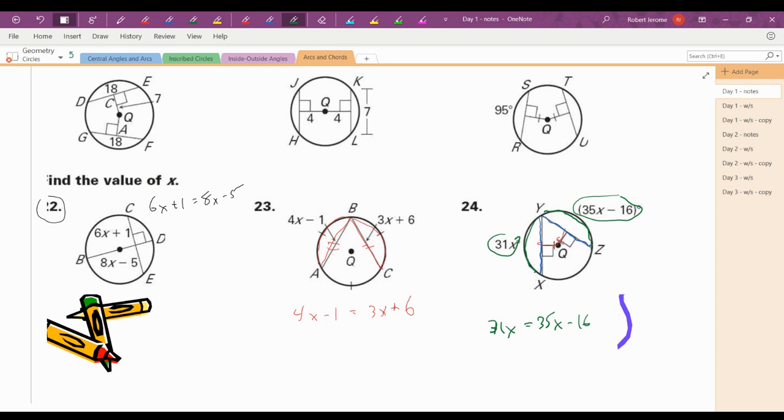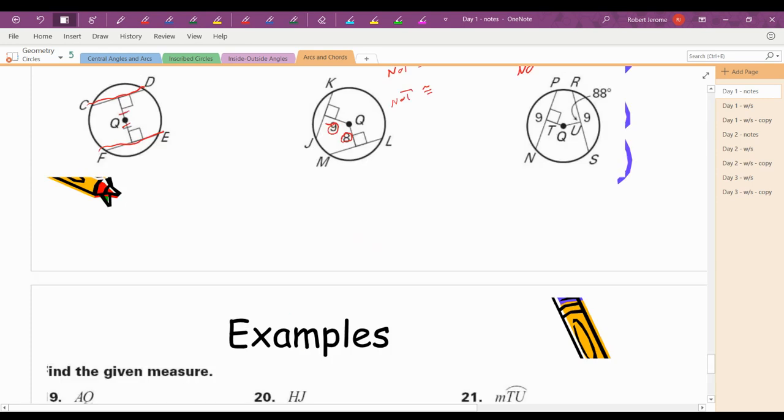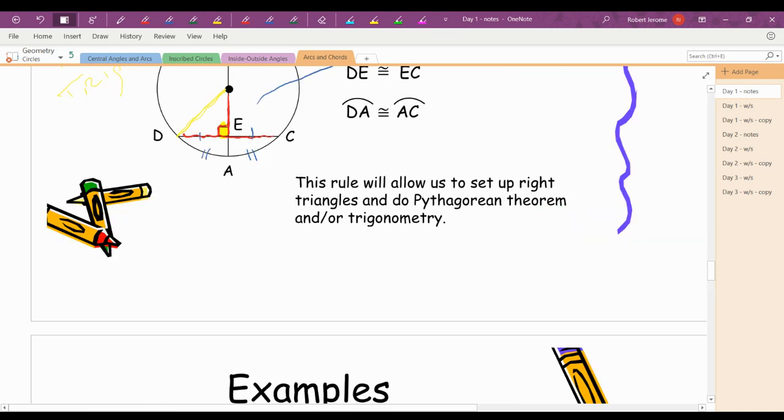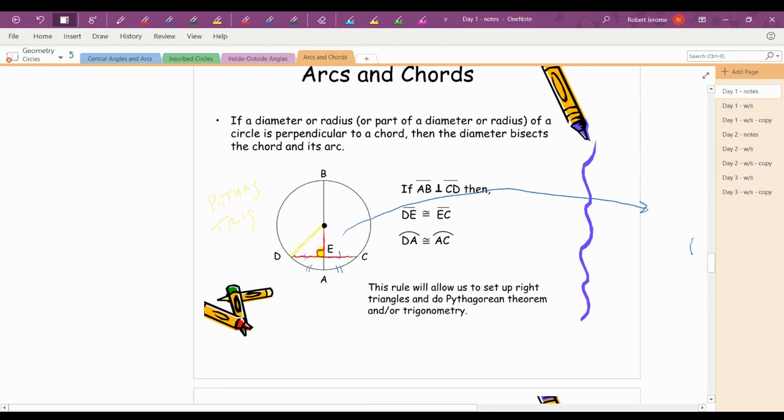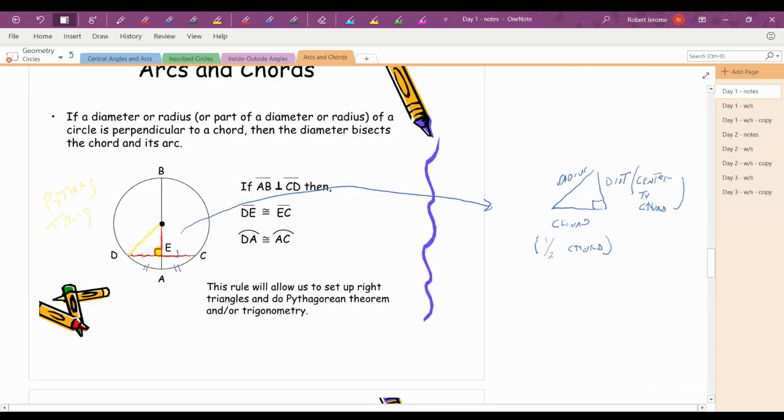Okay. All right, guys. So like I told you, today our focus was on the 3 rules being applied. Tomorrow, we're going to bring in the idea that not only did the diameter bisect the chord and its arc, but now we can use the perpendicular segments, or use the right angle to form right triangles. So we're going to see that in tomorrow's work. Today focuses on the 3 rules, and then we'll apply it a little bit more tomorrow in more depth.